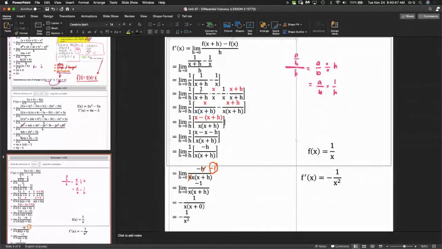That means that for the first one, I need to give it an x on the bottom. But whatever I do to the bottom, I have to do to the top. And for the second one, I need an x plus h on the bottom. So whatever I do to the bottom, I've got to do to the top. Does that help?